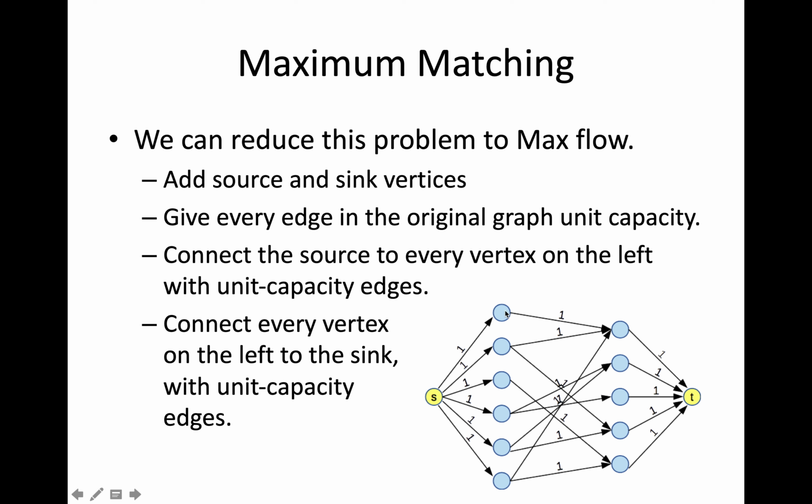You can think of it this way: when I find a maximum flow through this graph, I can push up to 1 unit of capacity to each of these vertices on the left. And then, as long as they can find a unique vertex on the right to push that 1 unit of capacity to, they're getting it a little bit closer to the sink.